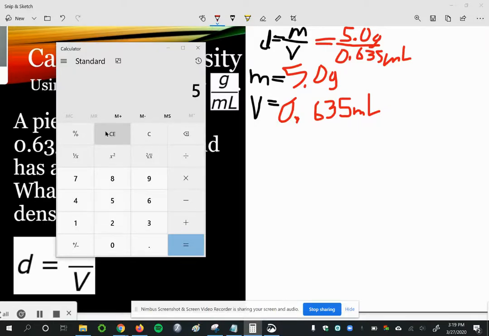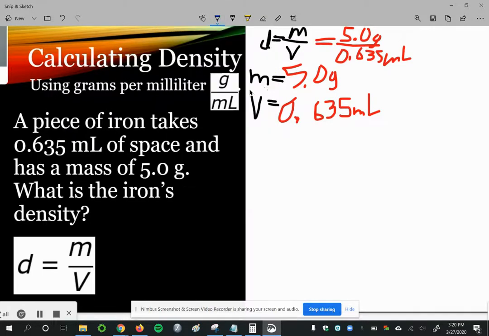We're done with Math Lab now. So 5 divided by 0.635. Okay, so here's a big number. How many digits do I keep? Well, I'm only going to keep the first 2. Why am I doing that? I'll tell you later. But so 7.87. So I'm going to say that equals 7.9.